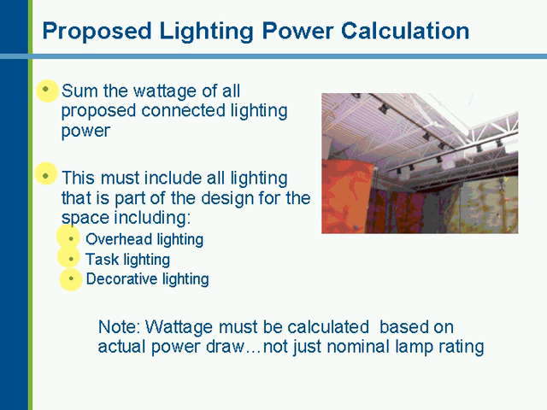However, if a space is designed with task ambient lighting, a certain amount of overhead with the understanding that there would be some task and that's described in the design, then that does have to be included. Decorative lighting, even if it's there for decorative purposes, is also included in the design and must be included. And note that the wattage must be calculated based on actual power draw, not just nominal lamp rating. So the calculation is looking for lamp plus ballast values when there is a ballast associated with that.